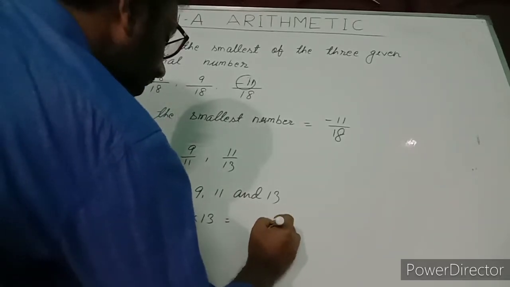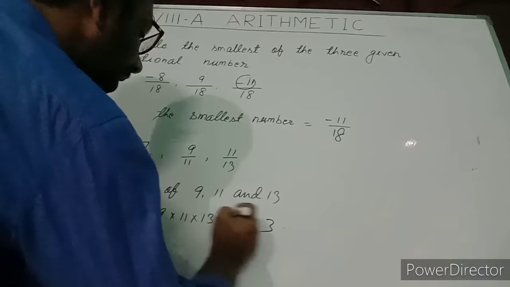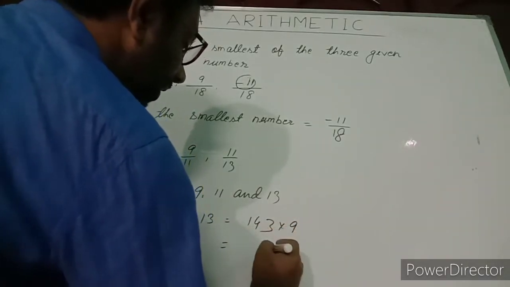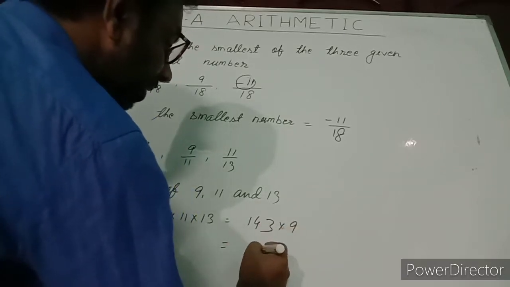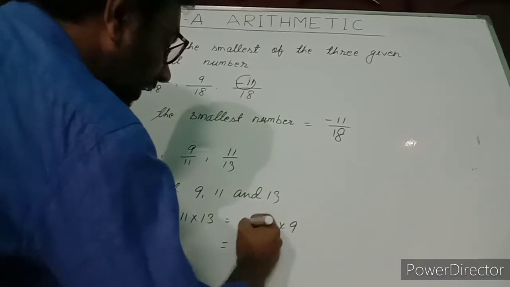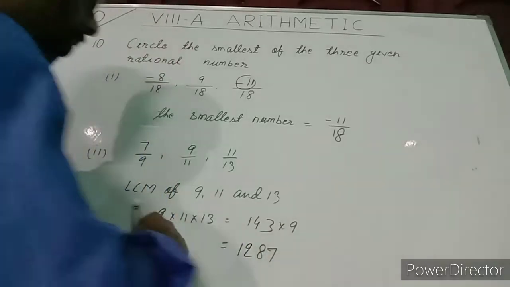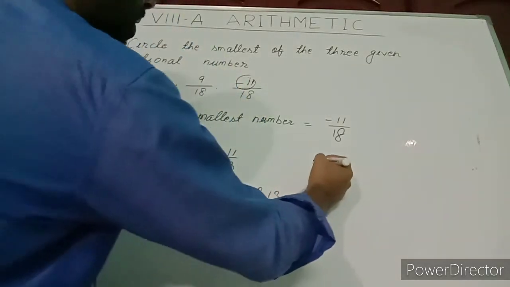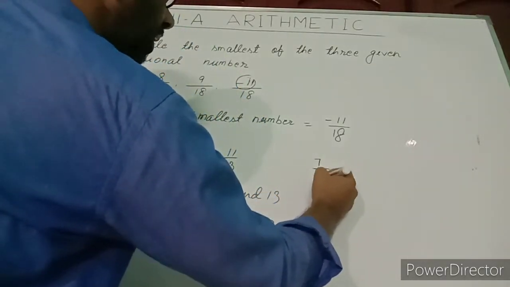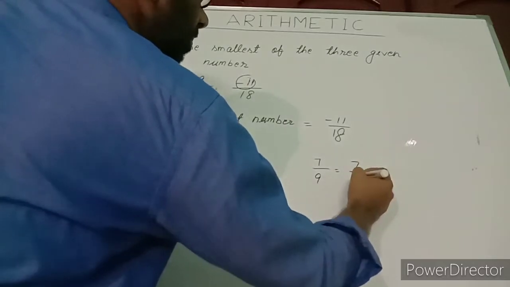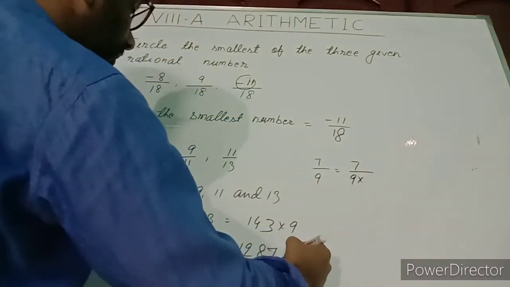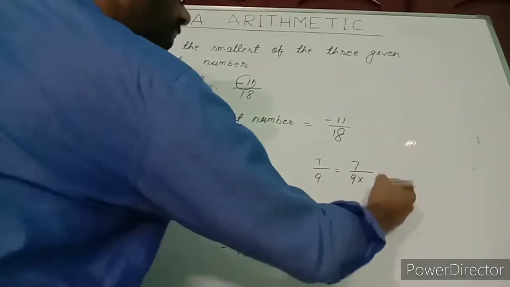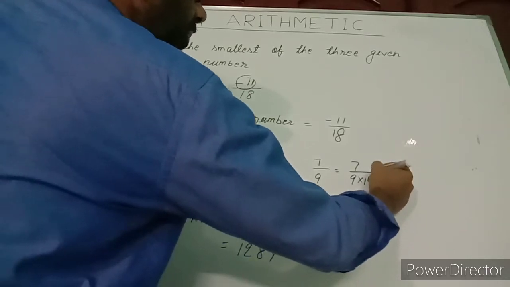11 3 is 33 and 11 1 is 11 and 3 14 into that 9. So equal to 9 3 is 27, 2 9 4 is 36 and 2 38, 3 9 1 is 9 and 3 12. So we have 1287 as the LCM. Now we choose the first fraction, that is 7 by 9. By which number will you multiply 9 to get 1287? That is 11 into 13, equal to 143. So we multiplied it by 143.